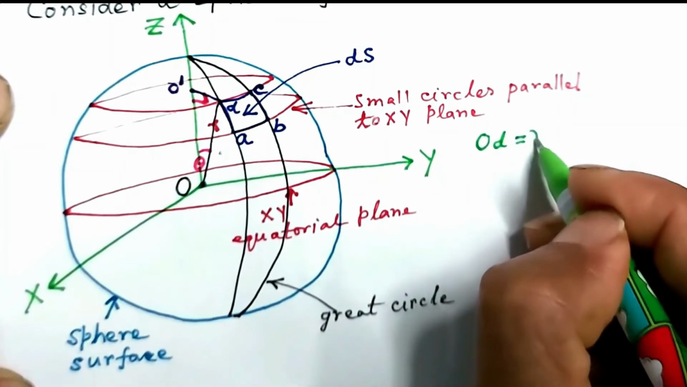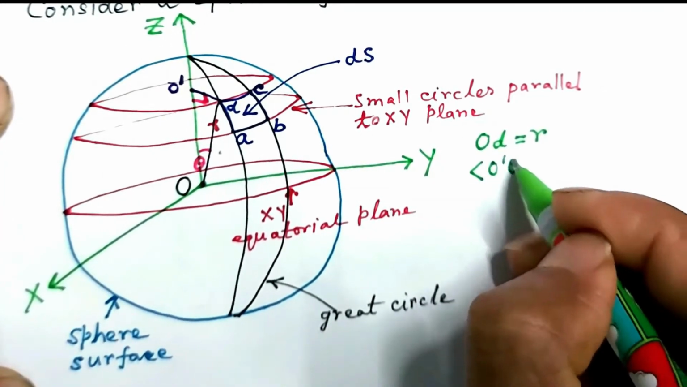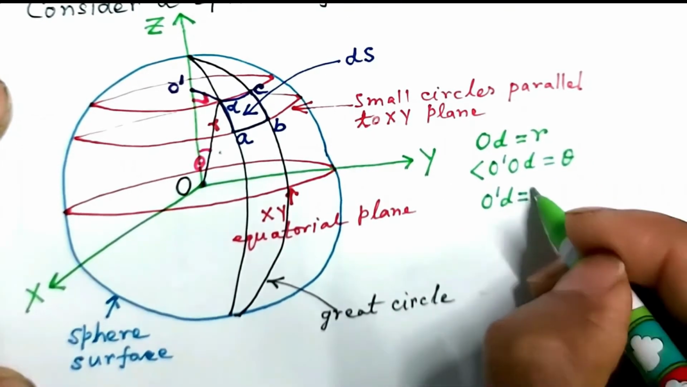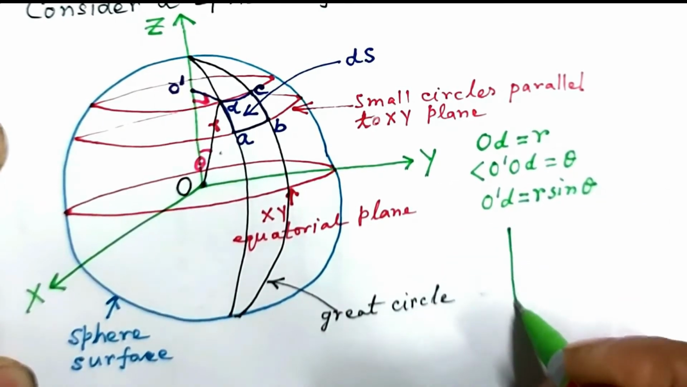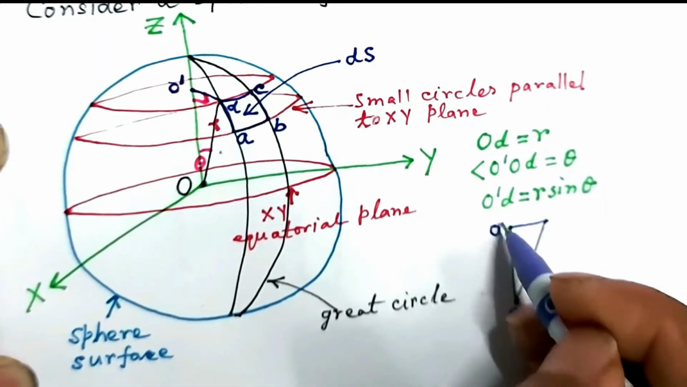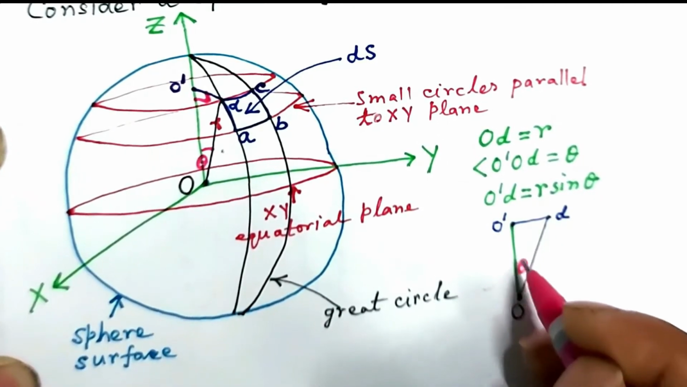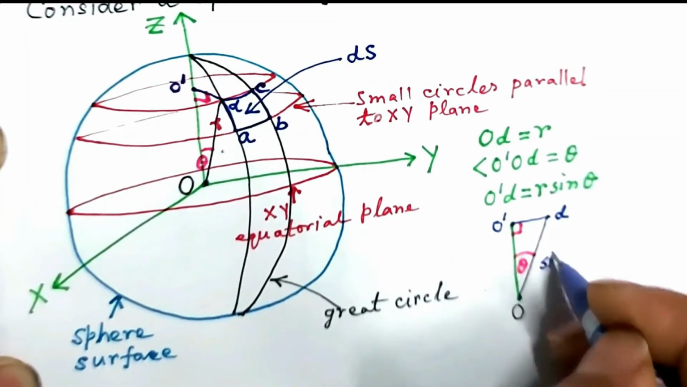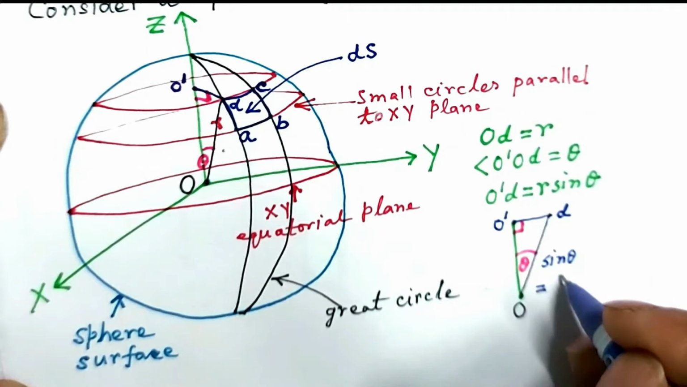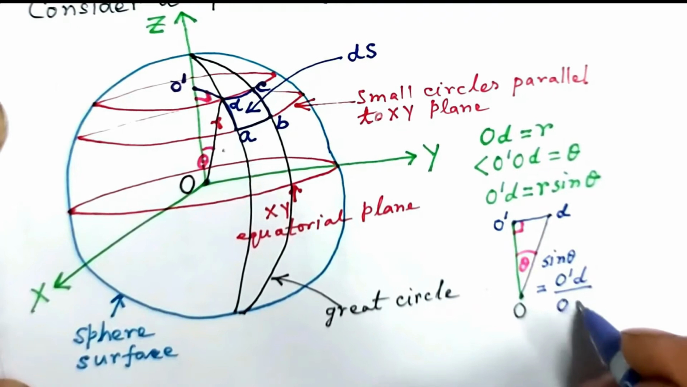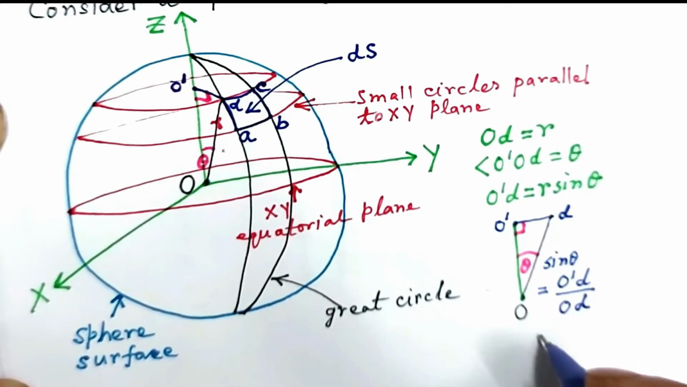OD is R, the radius. Angle O'OD is theta, the polar angle. O'D is R sine theta. Let us show it by redrawing the concerned triangle OO'D. And this is it. This angle is theta, the polar angle, and this is the right angle. Now sine theta equals O'D, which is the perpendicular, divided by OD, which is the hypotenuse. So this is equal to O'D by R.